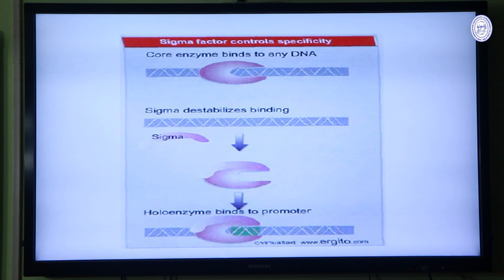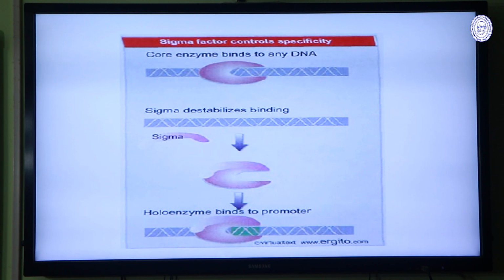Now, there is an interesting process of how the RNA polymerase binds to the DNA. I have already told you that we can consider RNA polymerase in two ways. One is the core enzyme and another is the holoenzyme. Now, the core enzyme has a great affinity for the DNA. It can bind anywhere on the DNA.